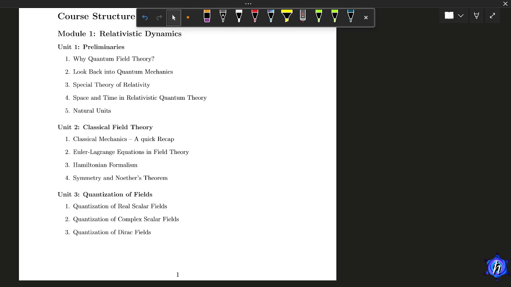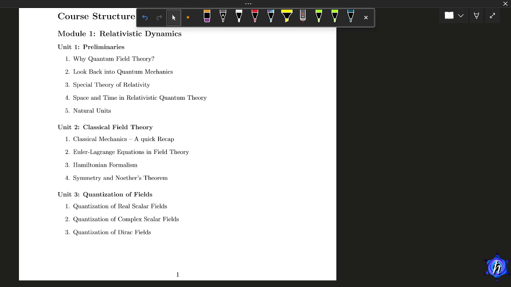Now, in this unit 2, classical field theory, we are going to have a very brief outlook of classical field theory. By no means is this a complete review of the subject. If you are interested, just ping me in the comments. I'll suggest some of the books or lecture series that are available on YouTube, or you can just go for the books as well.